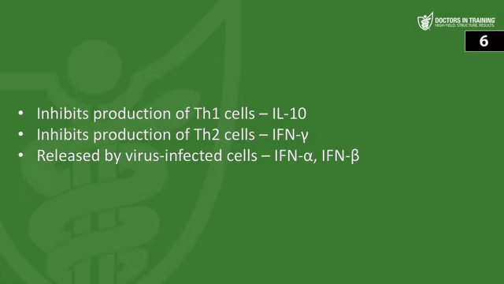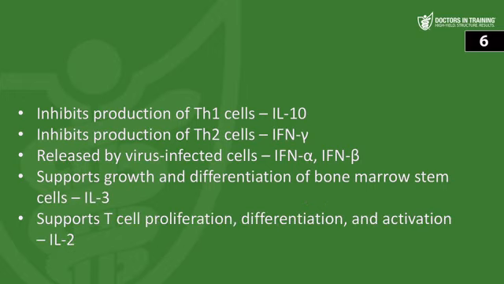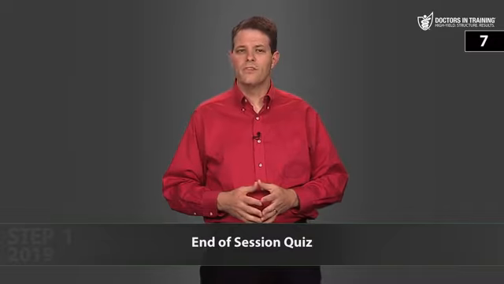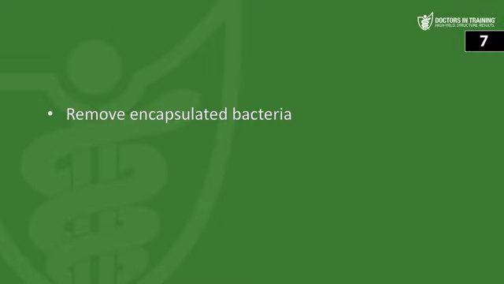Released by virus-infected cells, that's interferon alpha and interferon beta. Supports growth and differentiation of bone marrow stem cells, that's IL-3, where that's the bone in hot T-bone steak. And then supports T-cell proliferation, differentiation, and activation, that's IL-2. Remember, that's the T in hot T-bone steak. And the last question, what's the function of macrophages in the spleen? So macrophages remove encapsulated bacteria and they remove dysfunctional red cells.